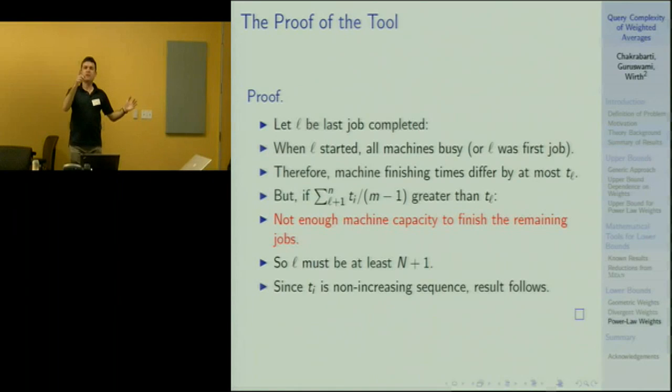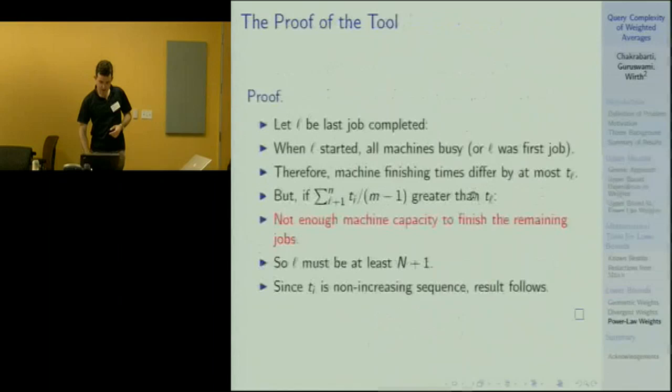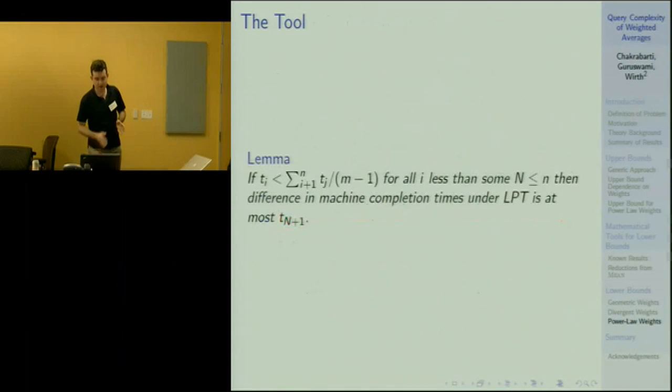So if indeed that tail divided by m minus 1 were larger than T_L, then there would not be enough machine capacity to finish everything. In other words, this L could not in fact be the last job. So something can only be the last job when the tail is sufficiently small. So this capital N was kind of like an indication of which jobs had very large tails.